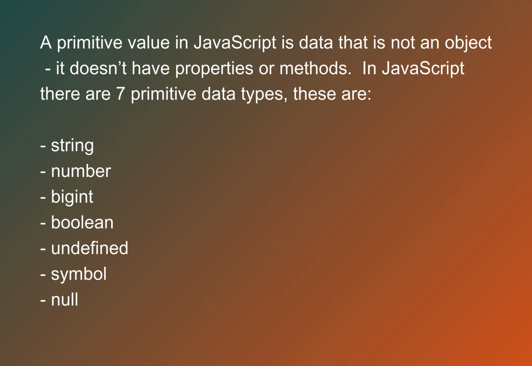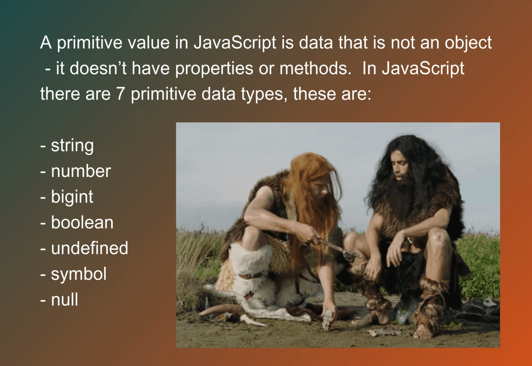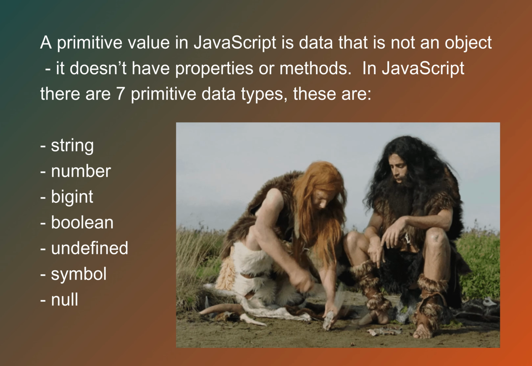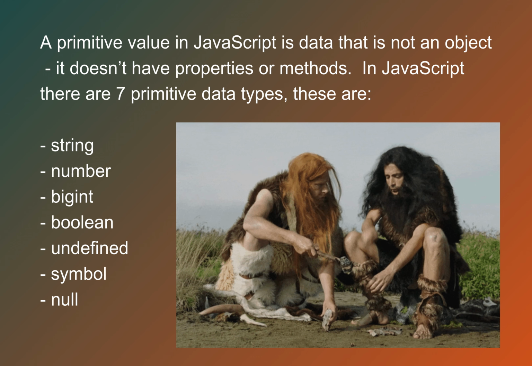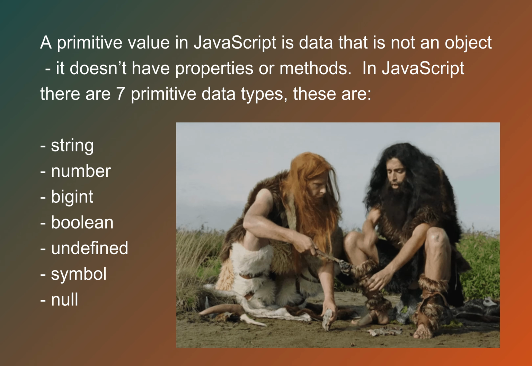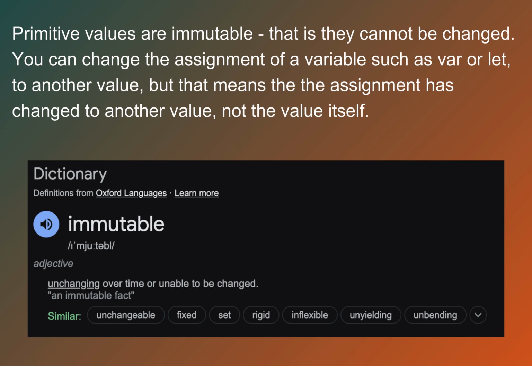As a side note, let's delve a little into primitive types in JavaScript. A primitive value in JavaScript is data that is not an object. It doesn't have properties or methods. In JavaScript there are 7 primitive data types. These are string, number, bigint, boolean, undefined, symbol, and null. Primitive values are immutable, that is, they cannot be changed.